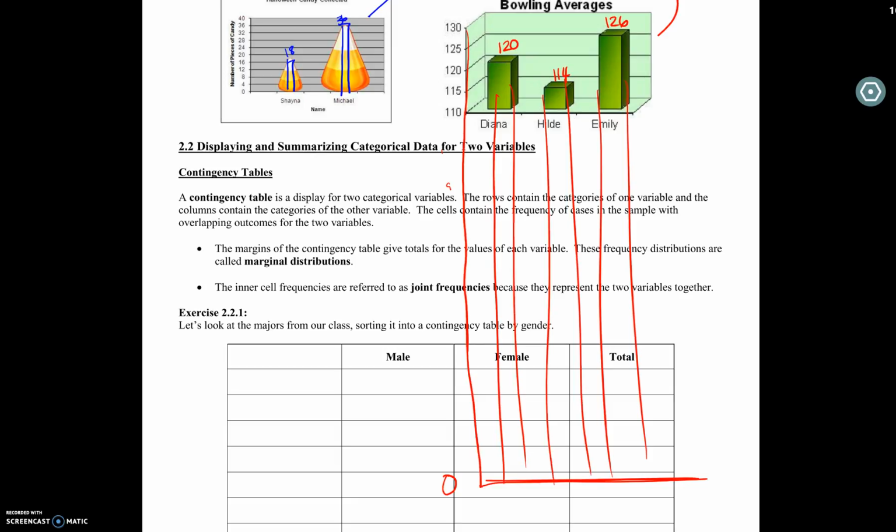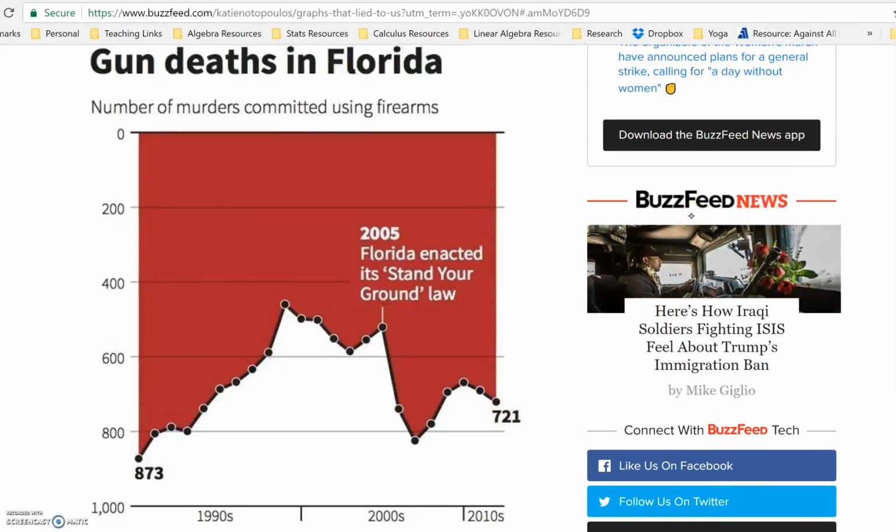A last thing I want to do is just briefly bring up 2 examples of this in the news. They are slightly outdated, but I do think it's important.